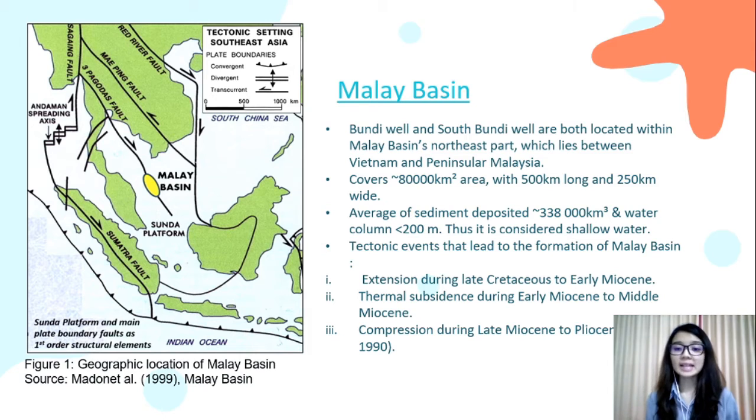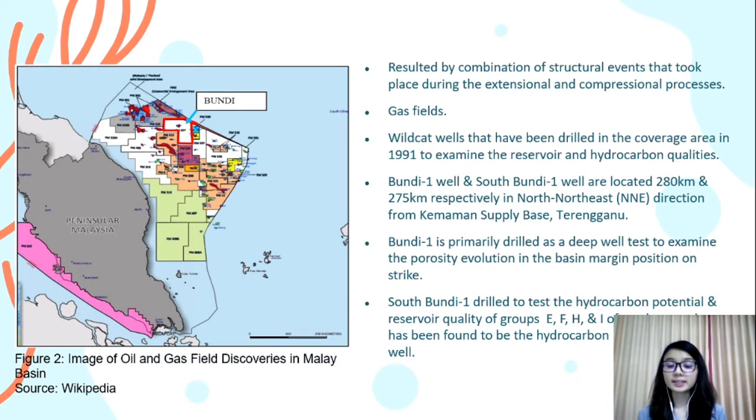The tectonic events that led to the formation of the Malay Basin include extension during late Cretaceous to early Miocene, thermal subsidence during early Miocene to middle Miocene, and compression during late Miocene to Pliocene. The Bundi and South Bundi fields resulted from a combination of structural events that took place during the extensional and compressional processes. They are both gas fields.